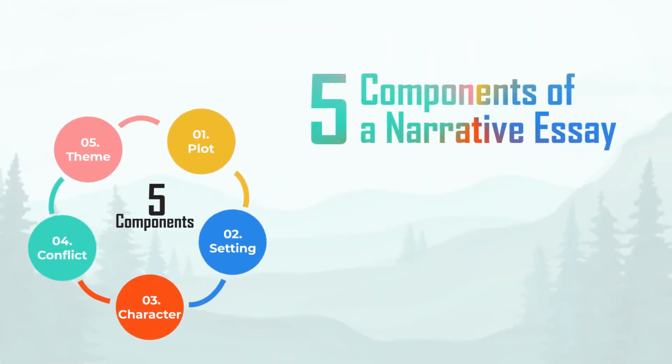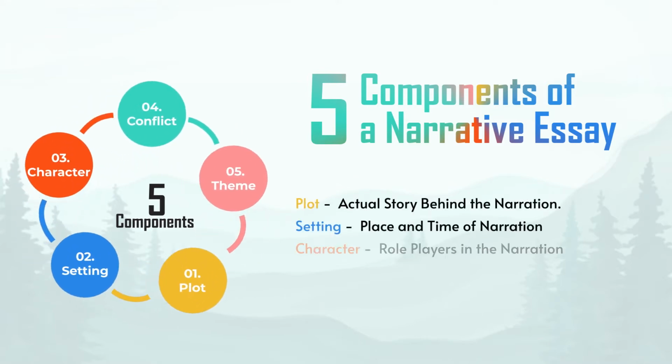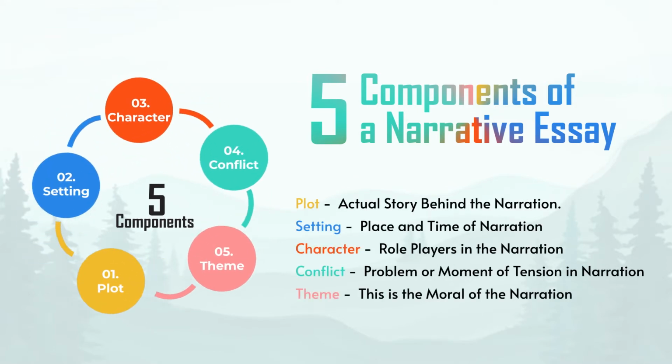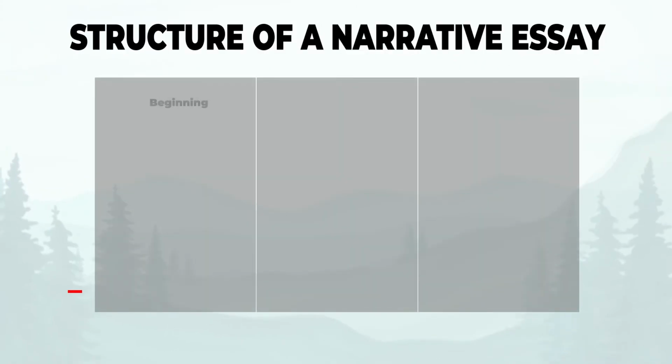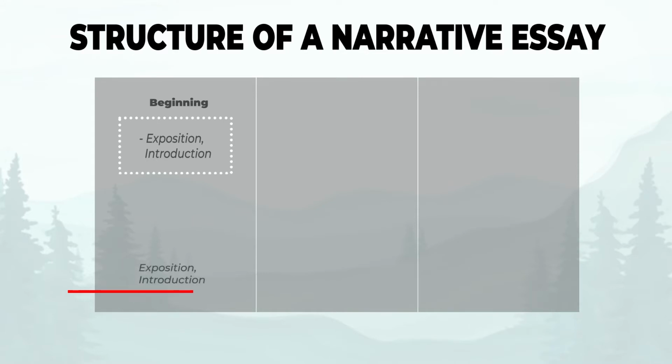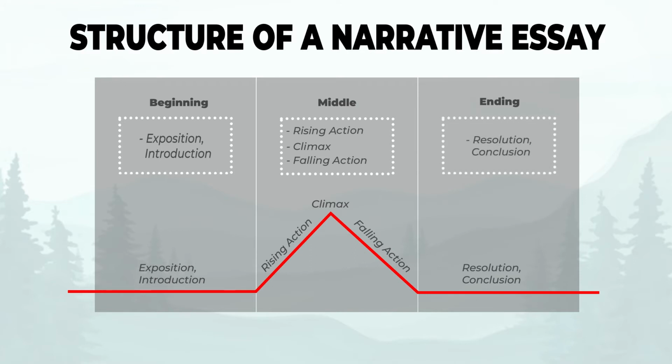The 5 main components every narrative essay should include are plot, setting, character, conflict, and theme. The essay is divided into 3 main areas: the beginning area about introduction, like the place, people, and time of the narration. The second or middle area is about rising action to set the story, the climax to turn the story, and falling action to give a satisfying end. And the third ending area is about the conclusion.